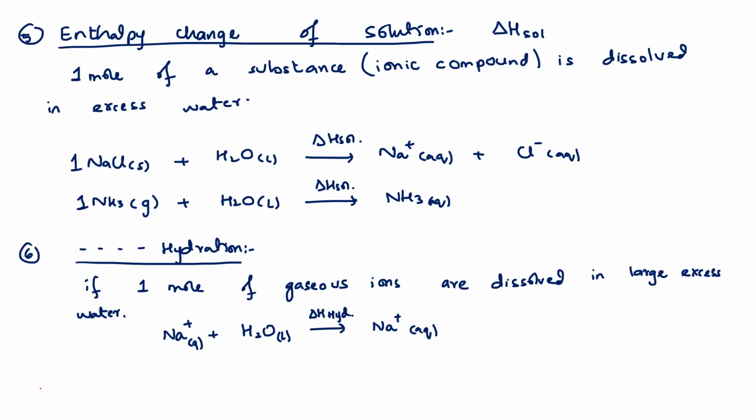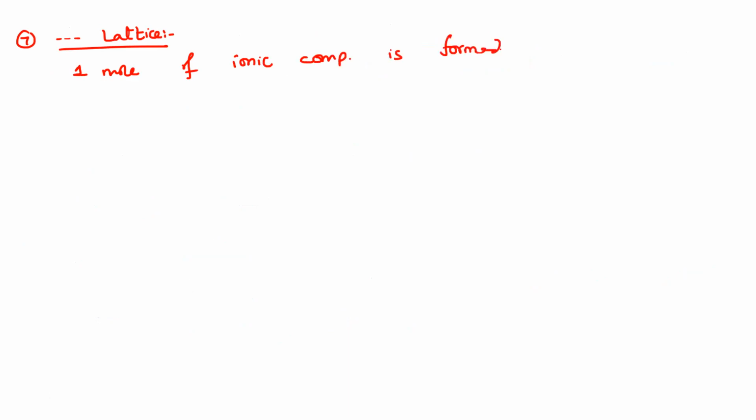Then we have enthalpy change of lattice, number 7. So 1 mole of an ionic compound is formed from its gaseous ions.